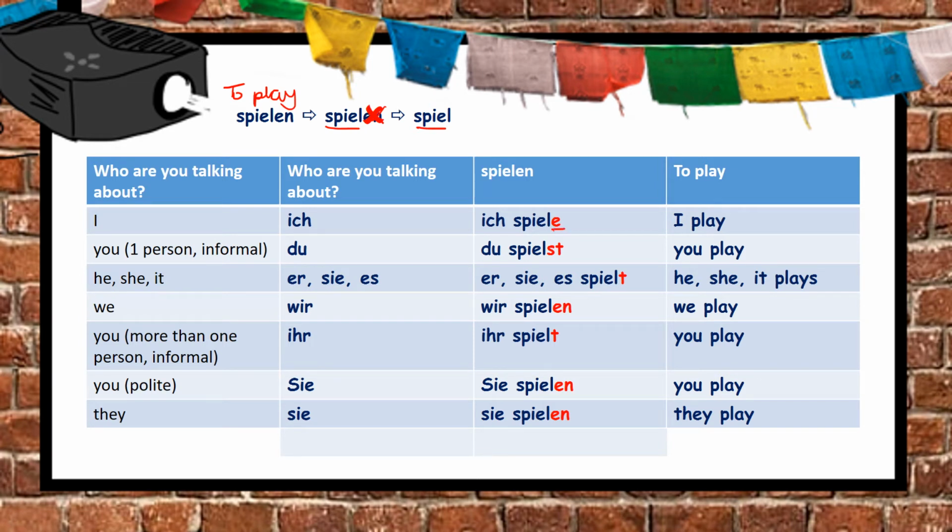So ich spiele is I play, du spielst, you play, er spielt, he plays, sie spielt, she plays, and es spielt, it plays. Wir spielen, we play, ihr spielt, you play, Sie spielen with a nice capital S is our polite you play, and sie spielen there on the end is they play. So any of our verbs in German should work in the same way.